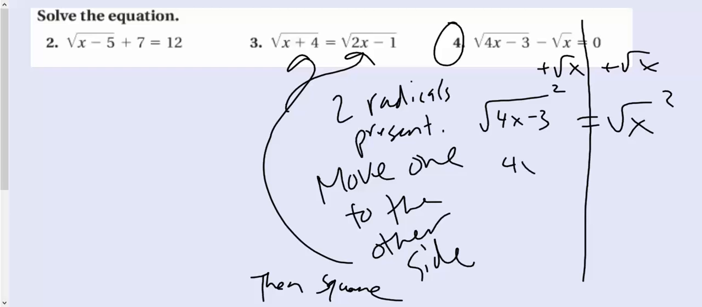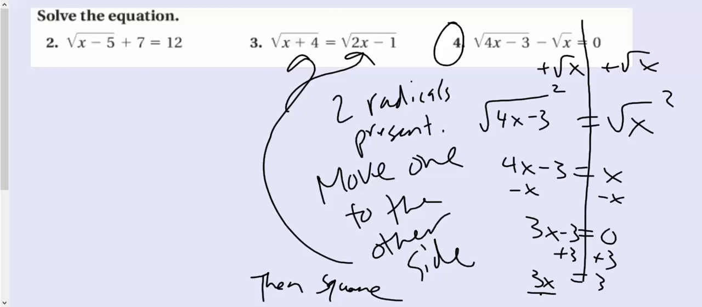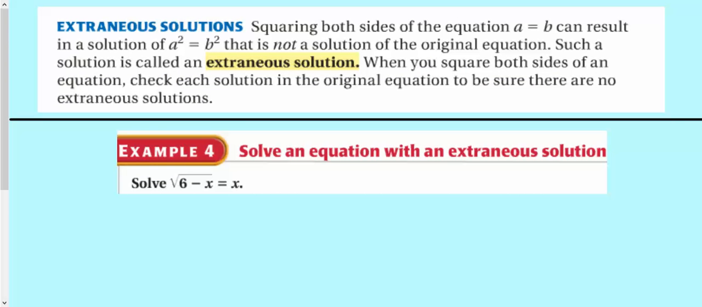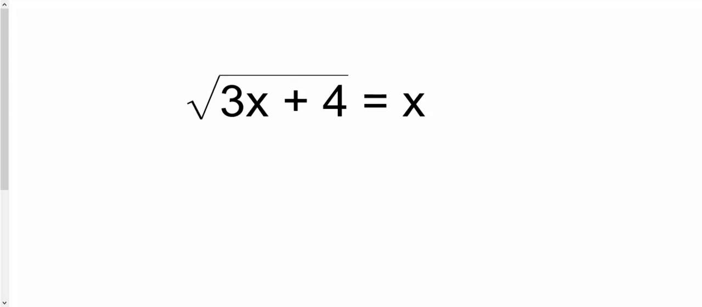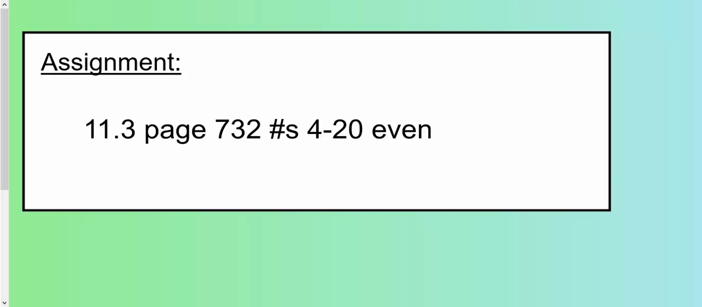And you have 4x minus 3 equals x. I'm going to subtract x from both sides. 3x minus 3 equals 0. Add 3, and then divide by 3. x equals 1. So that's the technique. You're going to move one of the roots to the other side, then square it, and you're going to be set up perfectly. I'm not going to talk about extraneous solutions because we don't have the skills to solve those.